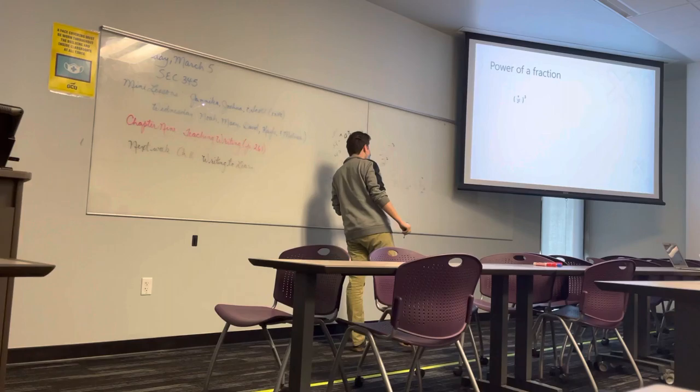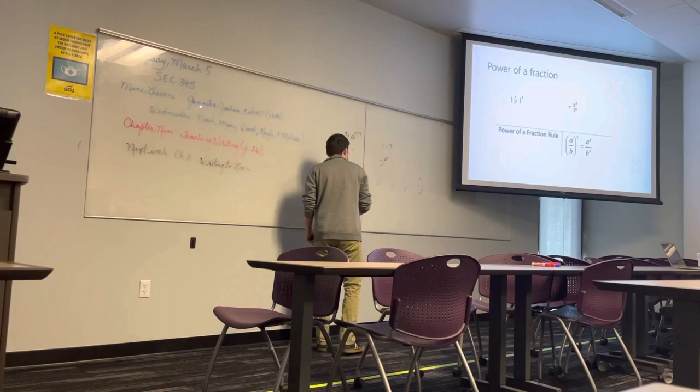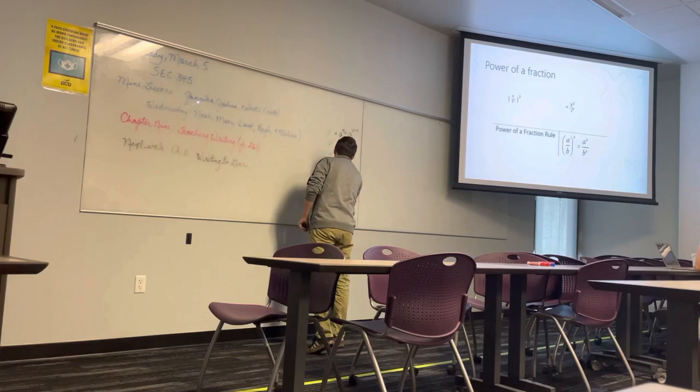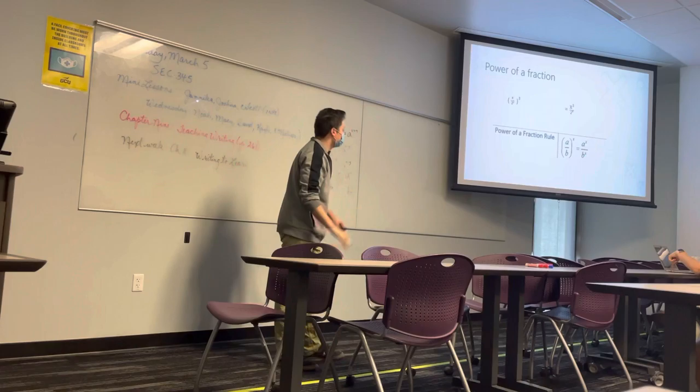So for the power of a fraction rule, we would just distribute that exponent to the top number and the bottom number. That gives us the power of a fraction rule, which is just a over b to the x equals a to the x over b to the x. Right, we're almost done, I promise.